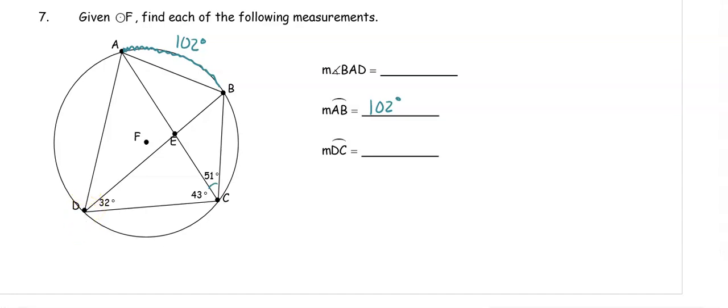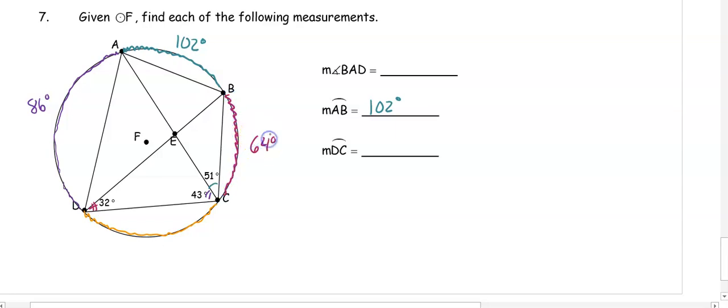So unfortunately, we don't have any angles that are intercepting this arc. So we can use the other angles, though, to find the other arcs. So we know that 43 is intercepting this arc. So when we double that, we get 86 degrees. And we know that 32 is intercepting this arc, so we can double it to get 64. Now that we know 3 of the arcs of the circle, to get that 4th arc, DC, we can subtract from 360. So 360 minus 86, minus 102, and minus 64. And that gets us 108 degrees.